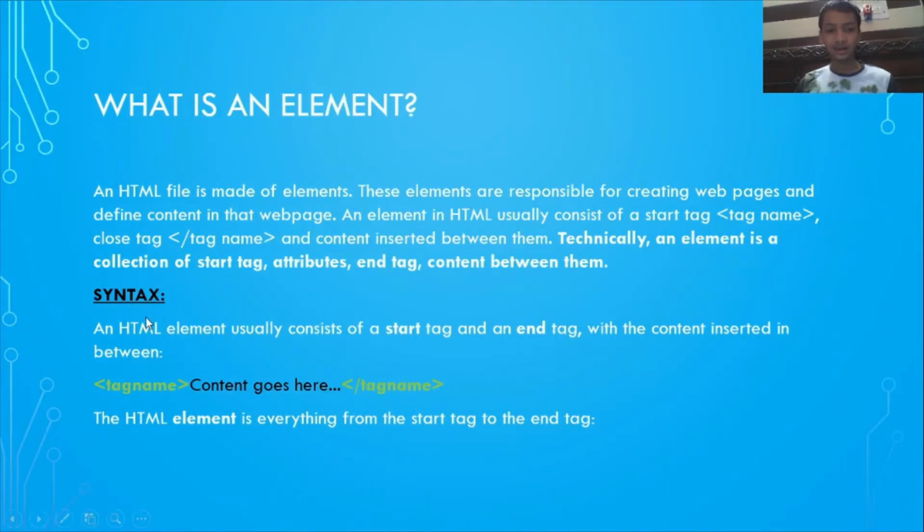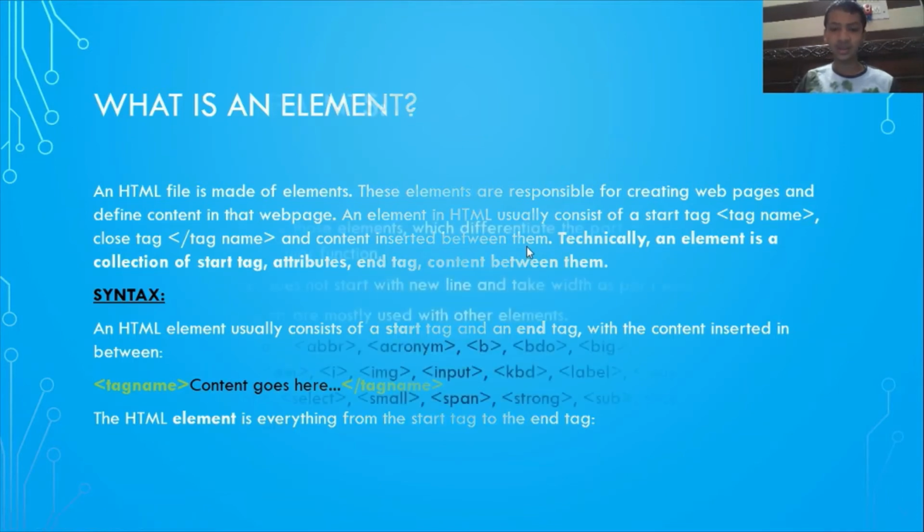What is an element? An HTML file is made up of elements. These elements are responsible for creating web pages and defining content in that web page. An HTML element usually consists of a start tag name, a close tag name with a slash before the tag name, and content inserted between them.